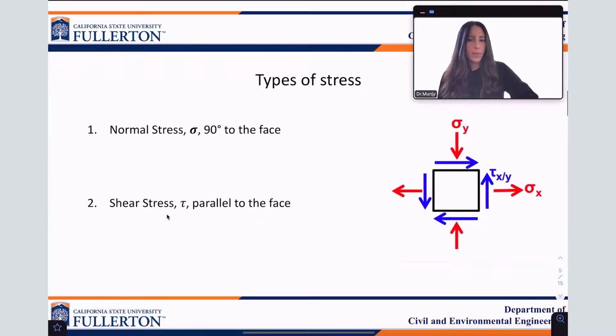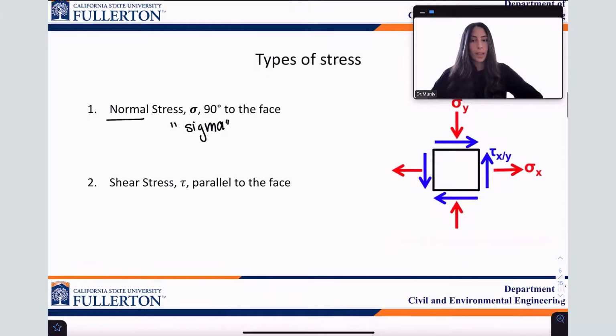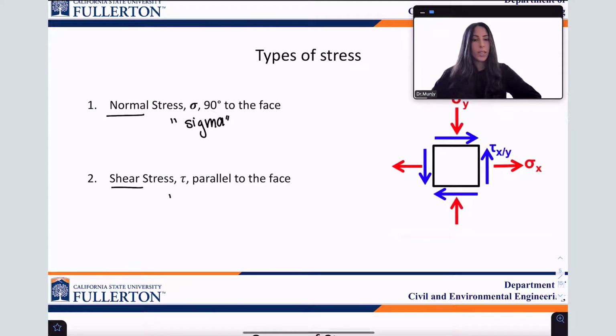Let's continue, and let's now talk about some different types of stress. So we have 2 different kinds of stress we're going to go over today. The first is called normal stress, and the second is called shear stress. Normal stress, we use the Greek letter sigma. So that little Greek letter you see on the screen is called sigma. And for shear stress, we use the Greek letter tau.